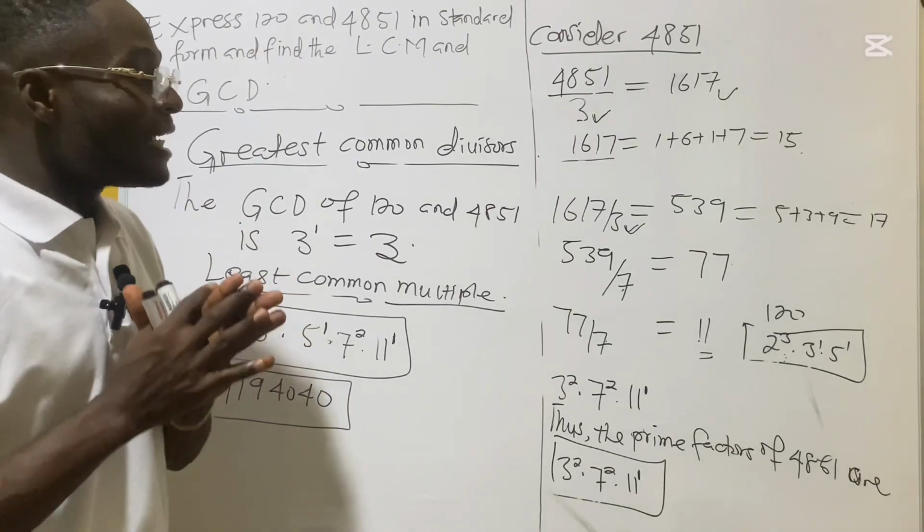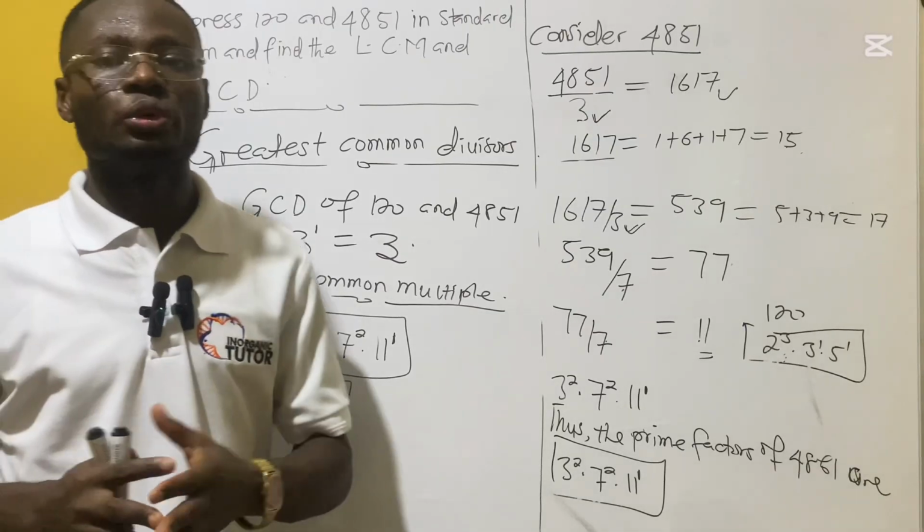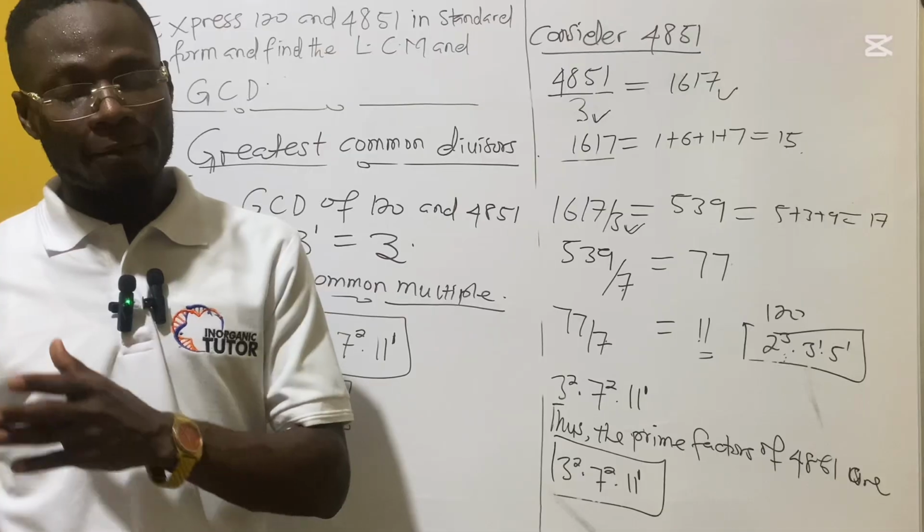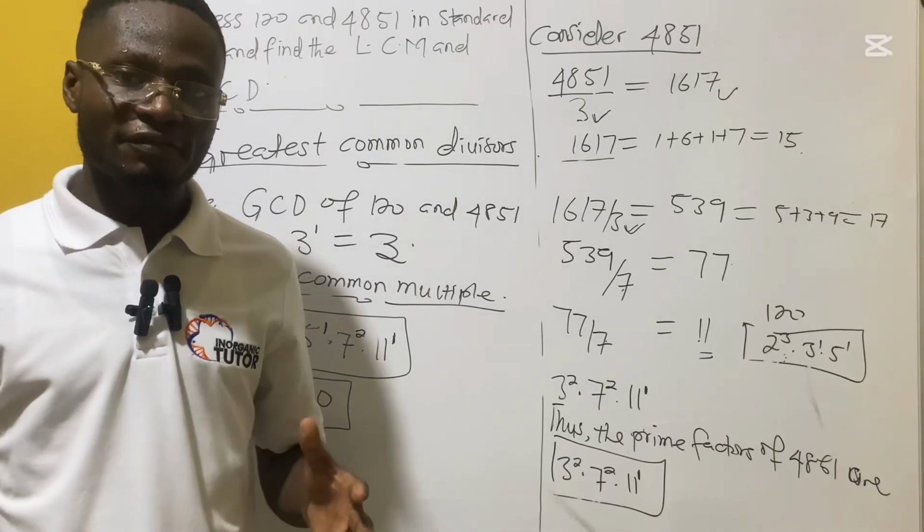Ladies and gentlemen, this is the process we go through to find the least common multiple and the greatest common divisor.